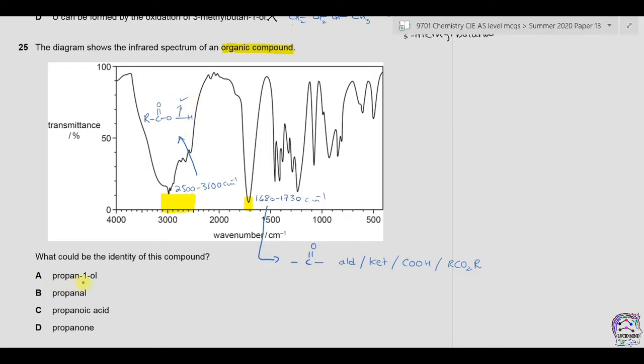The options are propan-1-ol, so there is no peak of alcohol group. We have propanal, so aldehyde does give a peak from 1680 to 1730. Propanoic acid gives both peaks, both from 2500 to 3100 and 1680 to 1730, and propanone also gives only one peak of carbonyl carbon. So therefore this compound should be propanoic acid.